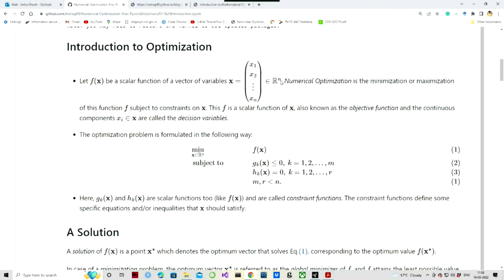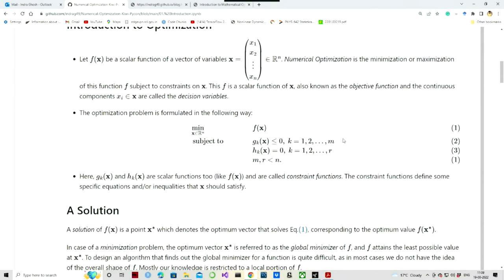And numerical optimization is the process of minimizing this function or maximizing this function, whatever you want, subject to some constraints that you impose on this variable, this vector x. And this f is a scalar function of x, and we will call it the objective function from now on. So that's the lingo of this whole optimization stuff.